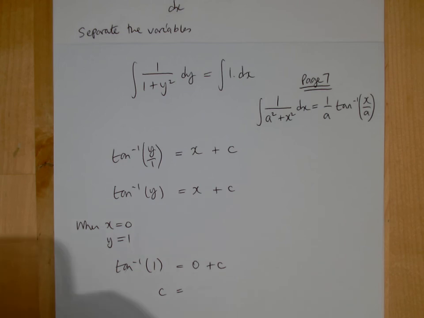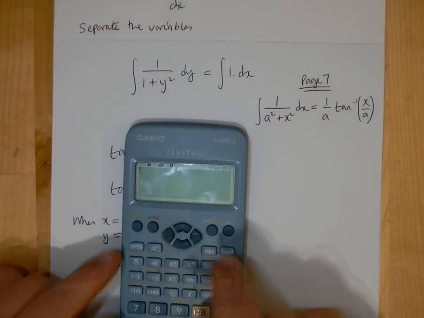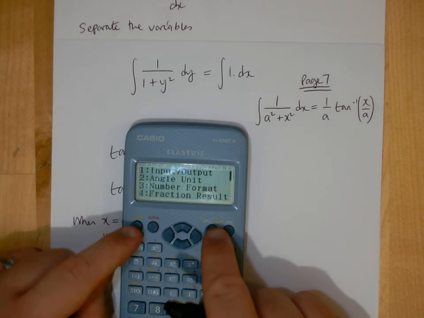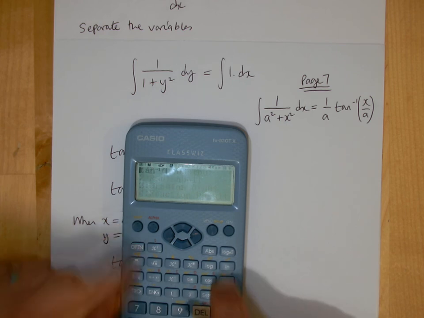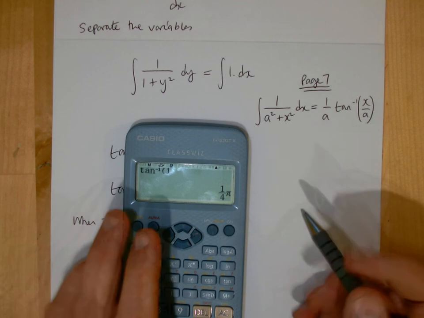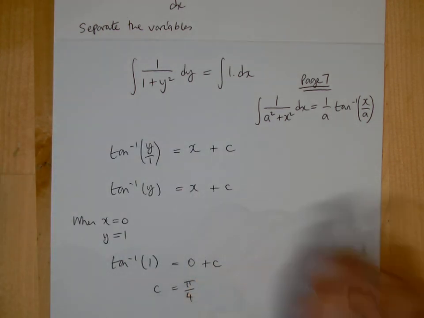Now, when you do this in your calculator, remember it's got to be in radian mode. Okay, so I've got it in radian mode there. But if you haven't, just change it. So shift, setup, angle unit, and then radian. Okay, so tan to the minus 1 of 1 equals to quarter pi, right? So pi over 4. Okay, leave it like that.